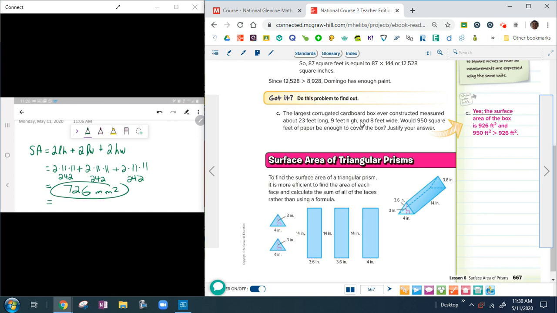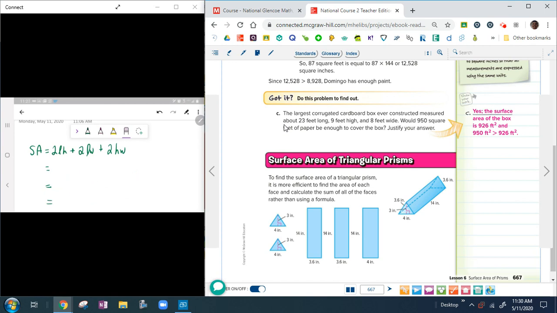So in this case, the largest corrugated cardboard box ever constructed measured about 23 feet long, 9 feet high, and 8 feet wide. Would 950 square feet of paper be enough to cover the box? See the word cover there? Cover. That's your big indicator that this is an area idea. How would we go about doing this? I'm going to use my same formula here.